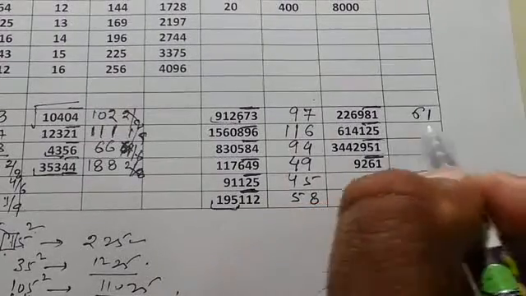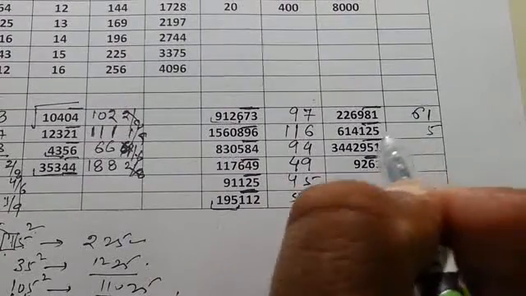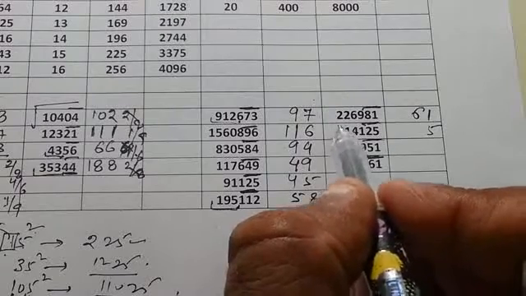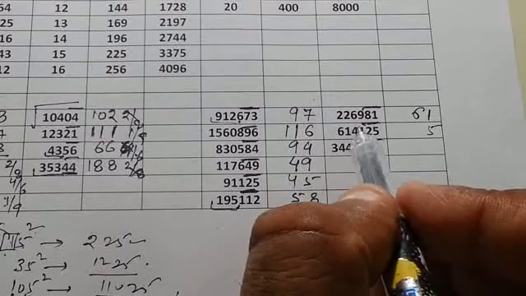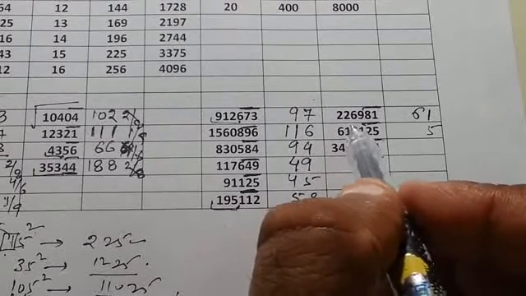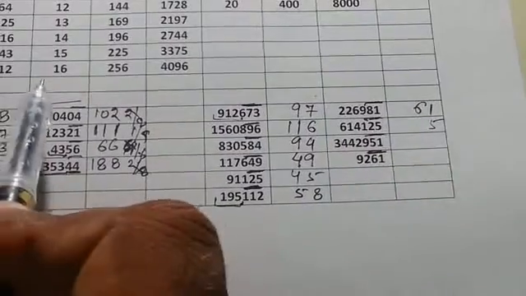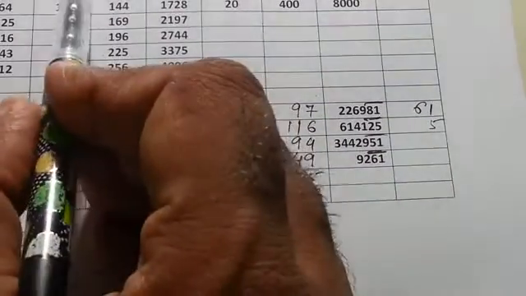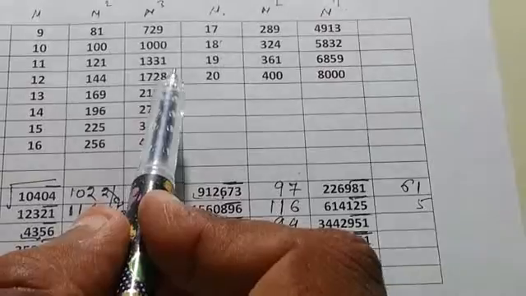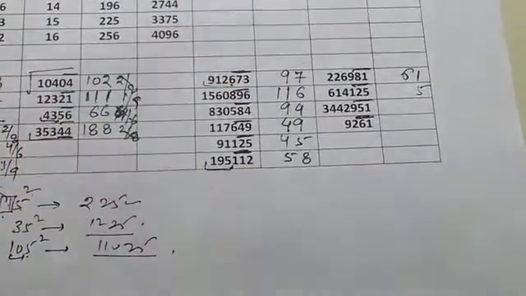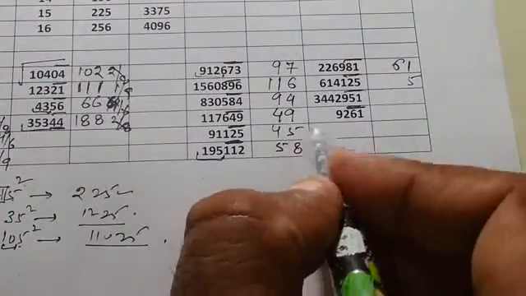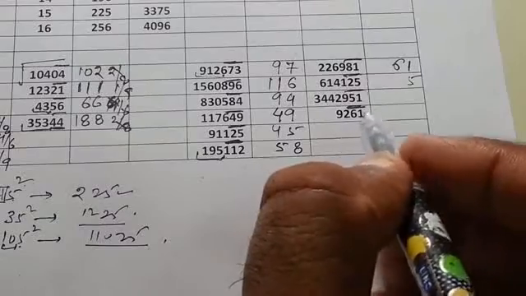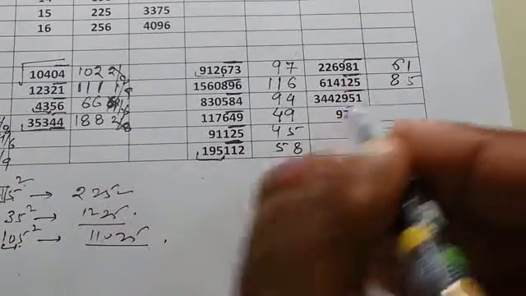So the number ends in 5. That means the number at the unit digit is 5. Let us see for 614. 614 is the cube of a number that lies between 8 and 9, because the cube of 8 is 512 and the cube of 9 is 729. So this lies between 8 and 9. That means I'll be having 8 over here. This is the answer.